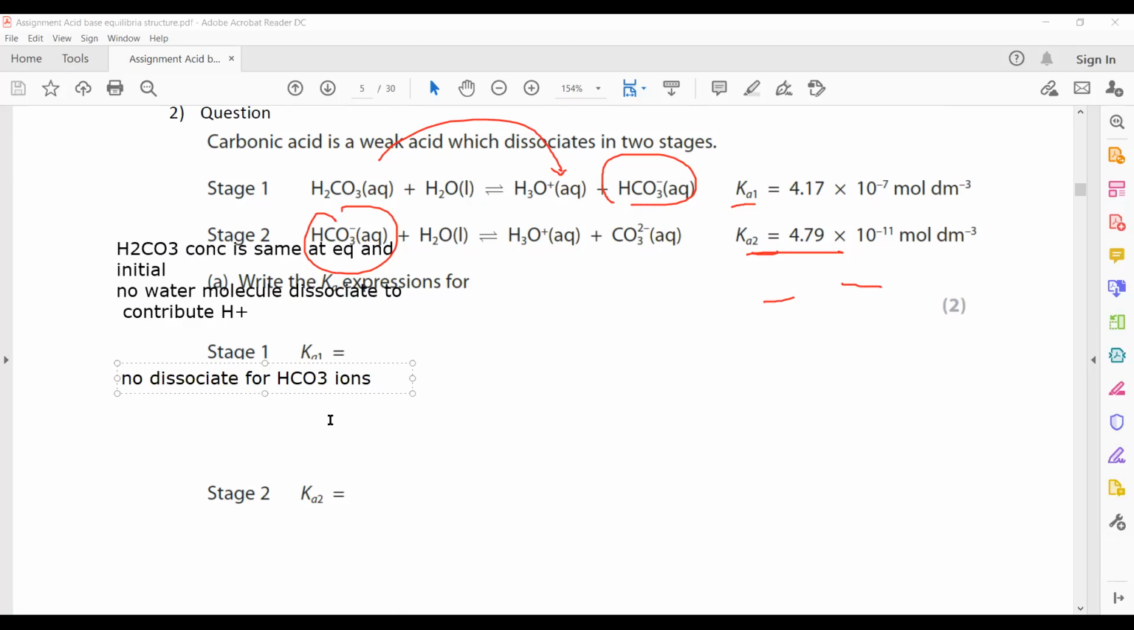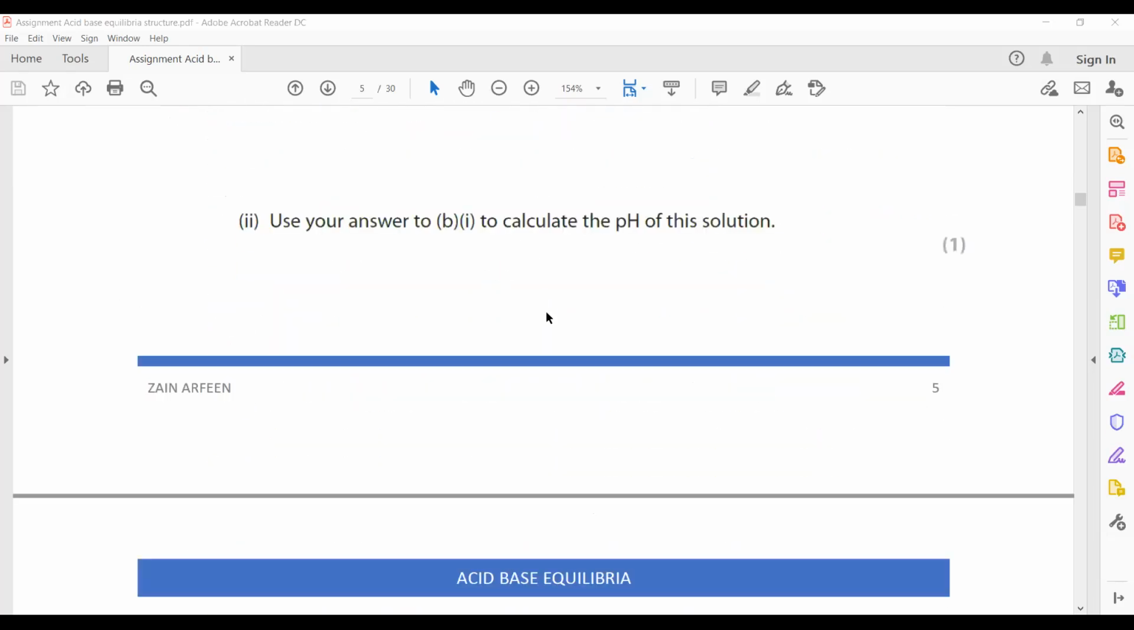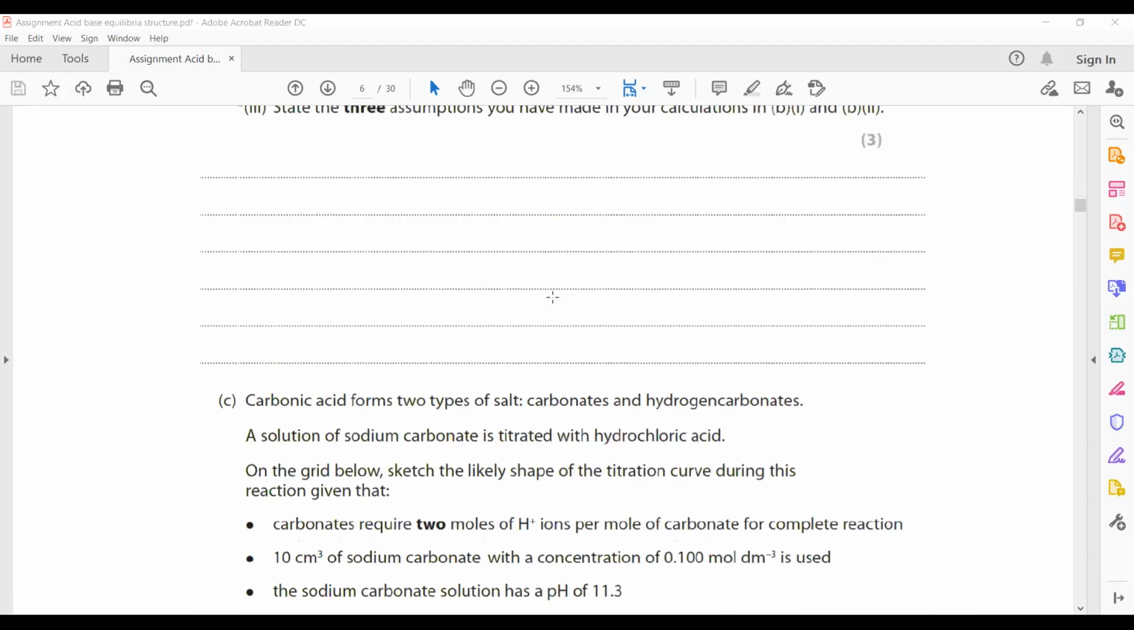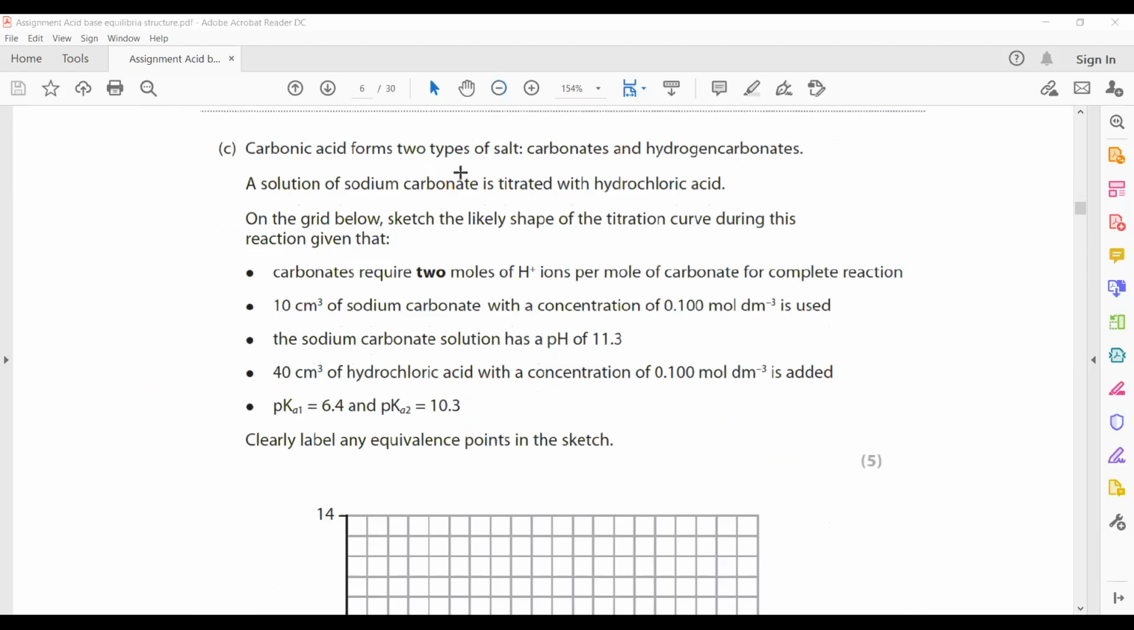Is it clear? The 3 assumptions which we made to get this answer. Now, here you can see carbonic acid forms two types of salt, carbonates and hydrogen carbonates.